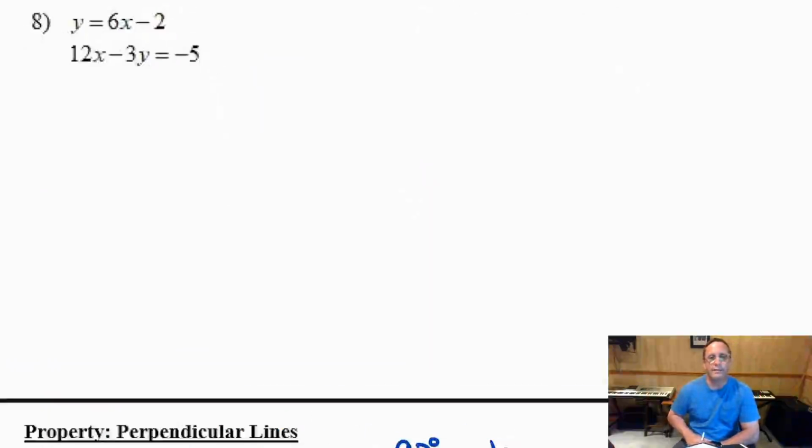All right, for number 8, the first equation, y equals 6x minus 2, is already in a form that you like it to be in. It's already in slope-intercept form. So let's go ahead and change the second one.